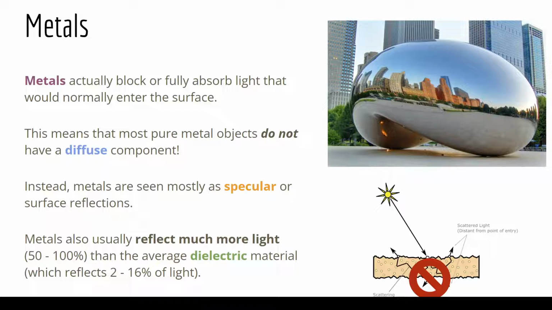Metals also reflect a lot of light compared to most other materials. So 50 to 100% of light is reflected on a metal, compared to a dielectric, which maybe reflects 2 to 16% of light.